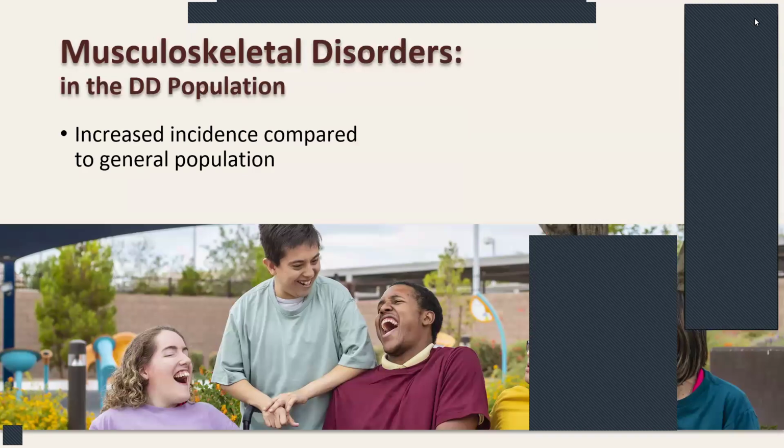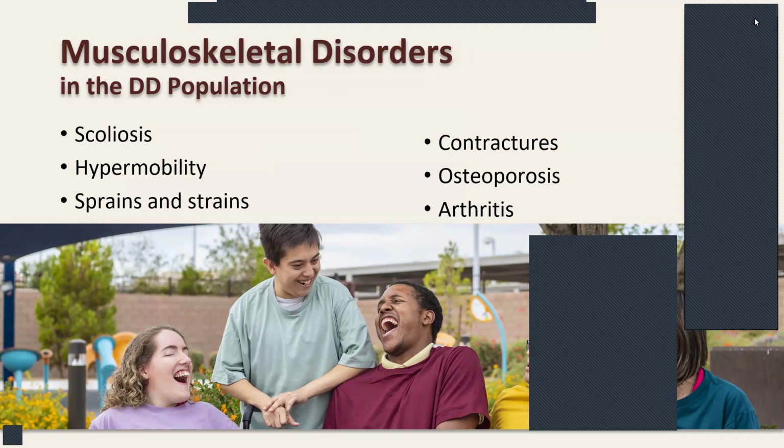So next we'll talk about musculoskeletal disorders in the DD population. And probably not very surprisingly, there is an increased incidence of these disorders in our clients as opposed to the general population. The disorders, even though there are many of them, I will be focusing on only these six: scoliosis, hypermobility, sprains and strains, contractures, osteoporosis, and arthritis, as these are disorders that you are more likely to see within your facilities.